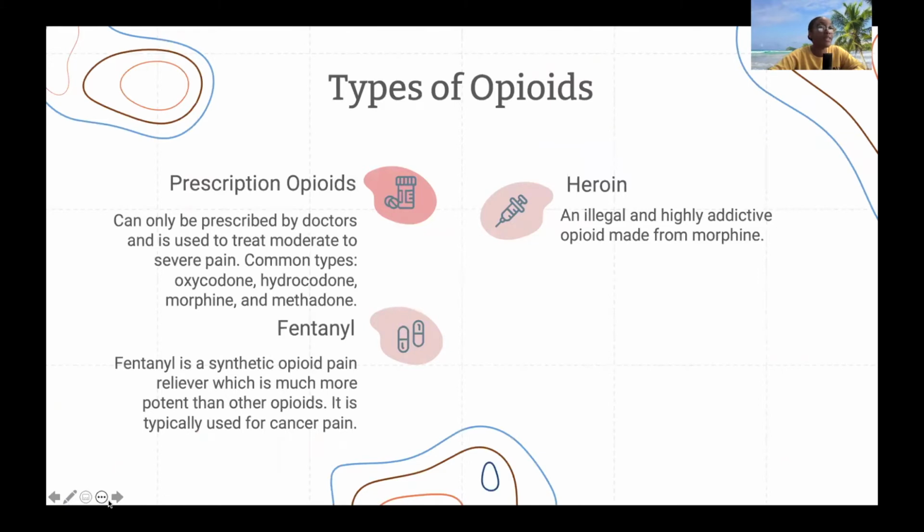We're going to be talking about the different types of opioids. Prescription opioids can only be prescribed by doctors and are used to treat moderate to severe pain. Common types include oxycodone, hydrocodone, morphine, and methadone.